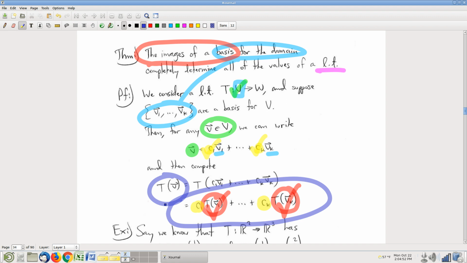Whatever vector you give me in the domain, I can apply linearity and compute the value of the linear transformation just by knowing the values of the linear transformation on the basis vectors. Yeah, how we doing? Everybody see how this works? Okay. All right, let me show you an example.